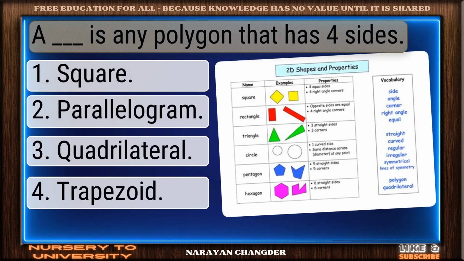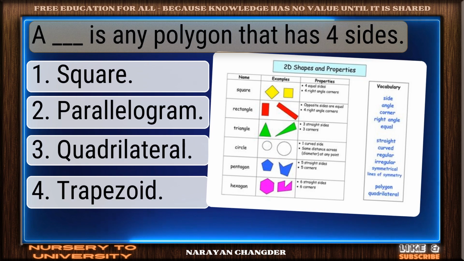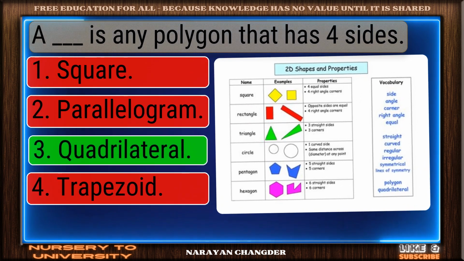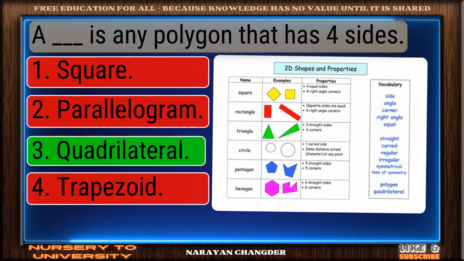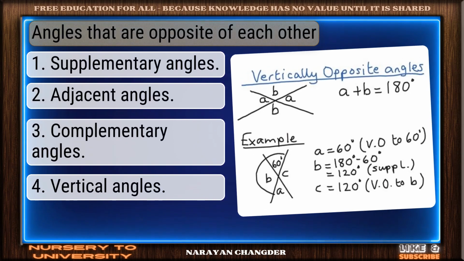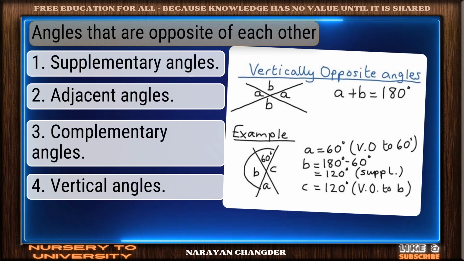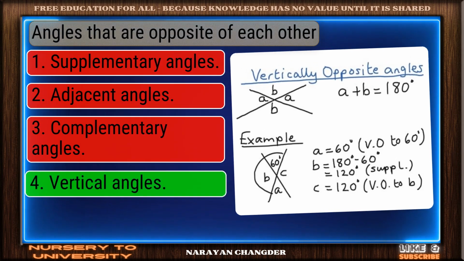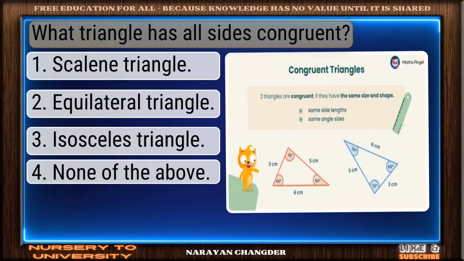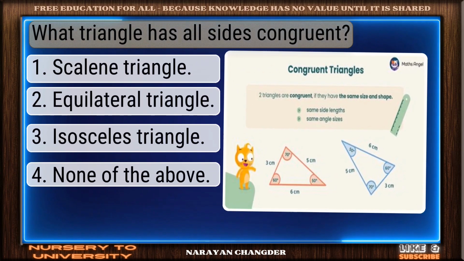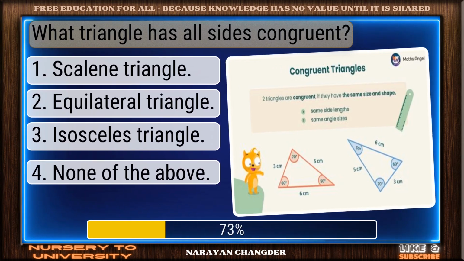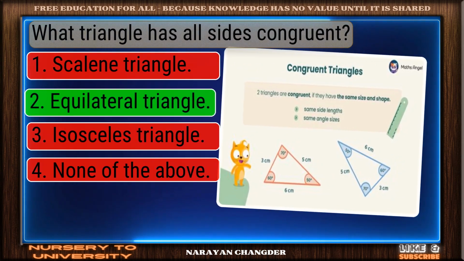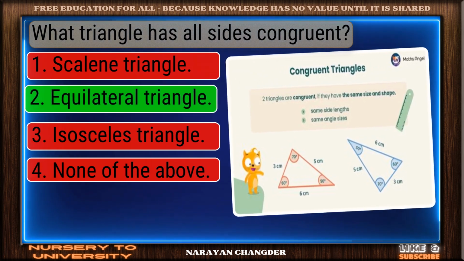Question number 217. A dash is any polygon that has 4 sides. Smart pick. Quadrilateral is the correct choice. Question number 218. Angles that are opposite of each other. Perfect. Vertical angles is the correct choice. Question number 219. What triangle has all sides congruent? Correct response. Equilateral triangle is the most accurate answer.